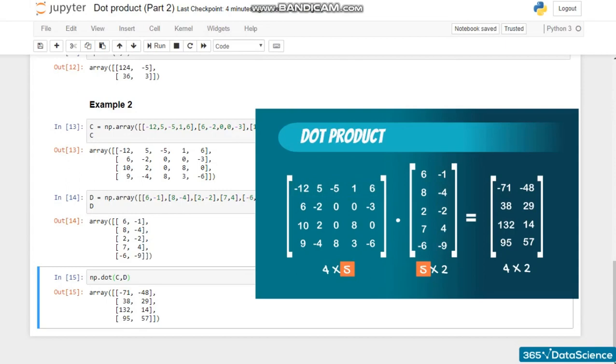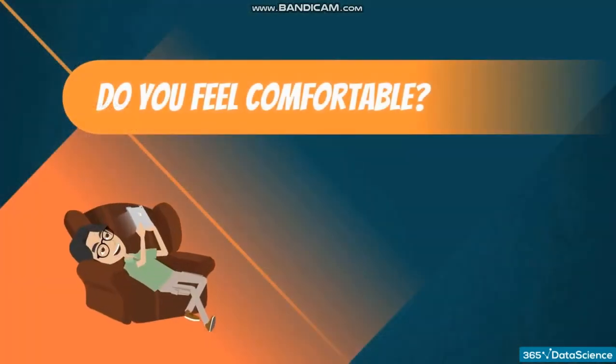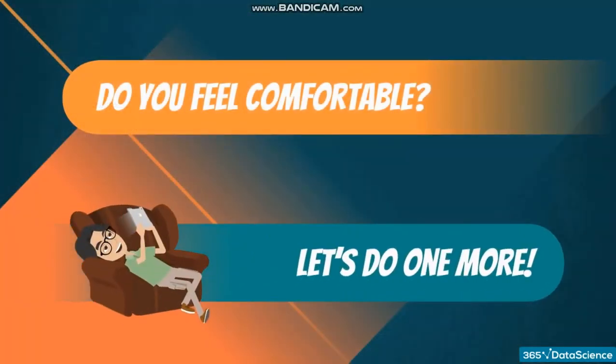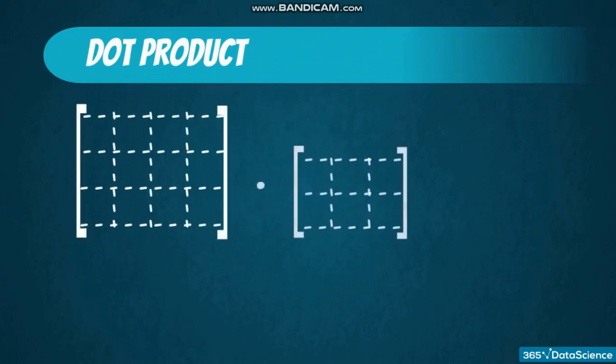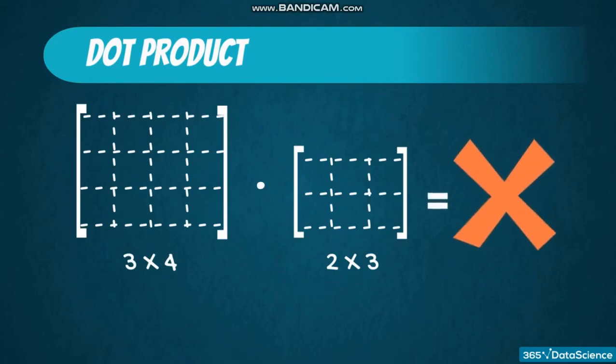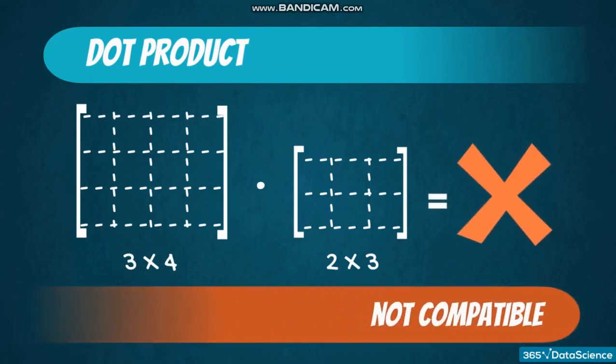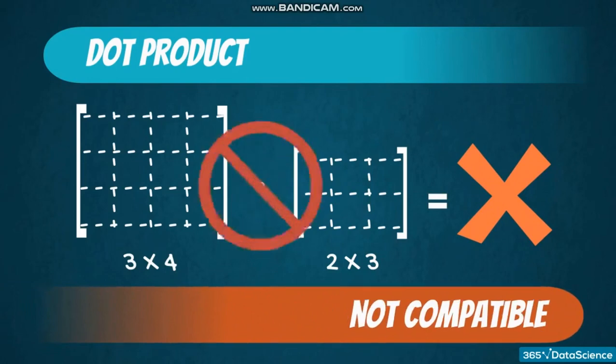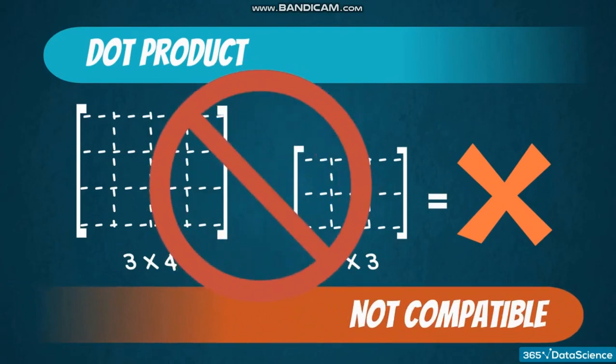All right, linear algebra doesn't seem that hard after all. Do you feel comfortable? Let's do one more. This matrix multiplied by that one. A 3 by 4 matrix times a 2 by 3 matrix. What will the dimensions of the output matrix be? 3 by 3, no? Wait. It's not 3 by 3. In fact, it's nothing. The two matrices are not compatible. It is very important to remember that more often than not, you will not be able to multiply two matrices. So, please take good note of the shapes.